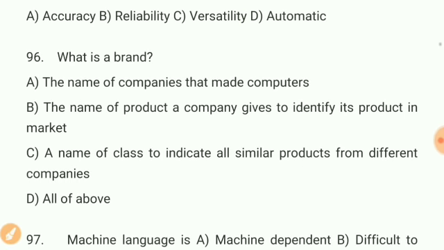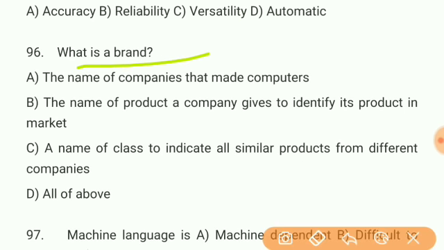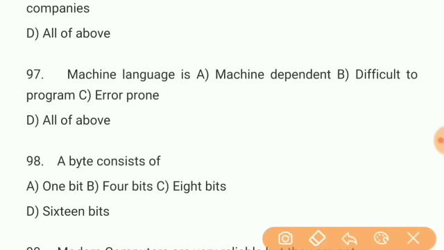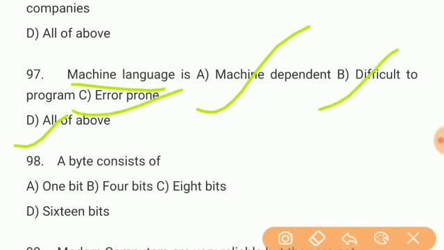Okay. Then what is a brand? Number B is the correct answer. The name of a product that a company gives to identify its product in the market. Then machine language is what? So what is machine language? It is machine dependent, difficult to program, error prone. Okay. Machine language is always machine dependent. It's difficult to program and error prone.